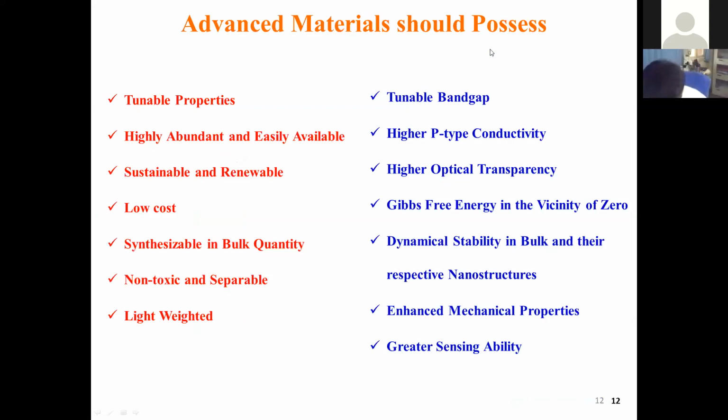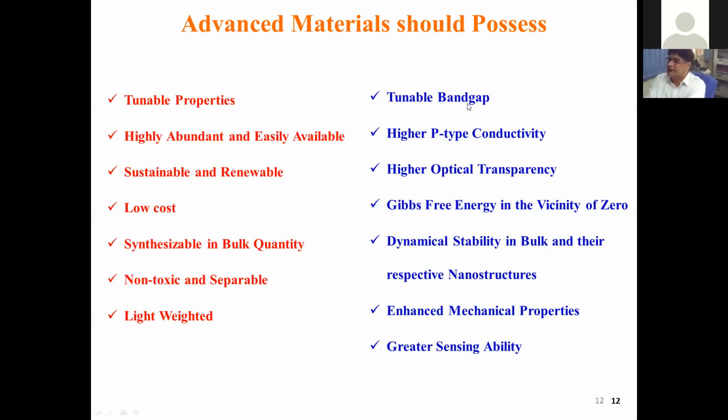So if we want to develop a new material, what should be its properties? It should have tunable properties, be highly abundant and easily available, sustainable and renewable. It should have low cost. It can be synthesized in large quantity. It should be non-toxic and separable, lightweight, and in terms of properties, you can say tunable band gap, higher peak conductivity.